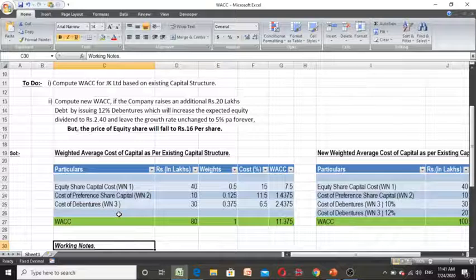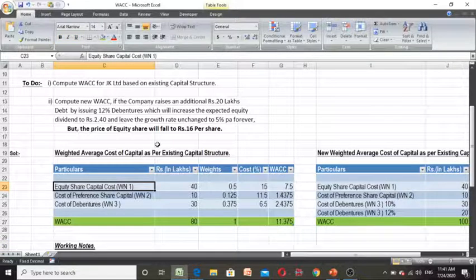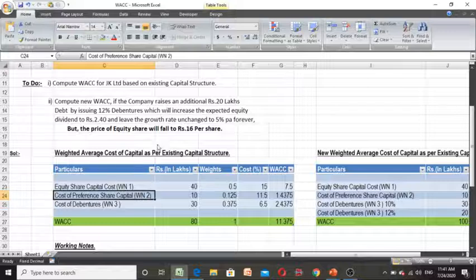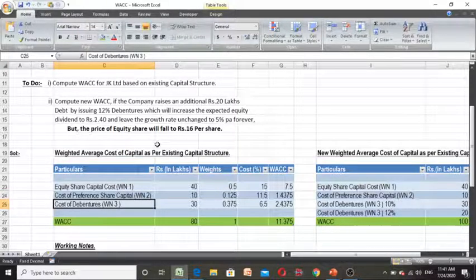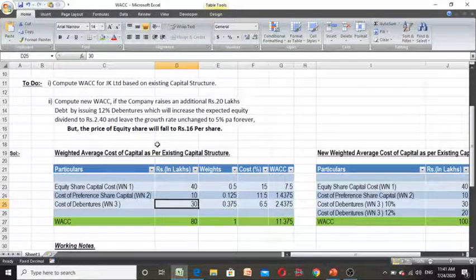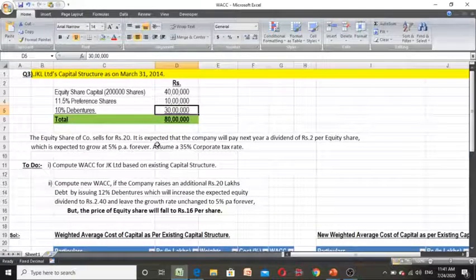structure. Alright, and we have seen that the existing capital structure consists of three components. The first one is the equity share capital. The second one is the cost of preference shares, which means nothing but the preference share capital. And the third one is the cost of debentures, which they have issued 10% debentures as per the question. Alright, and they have already been given the information of the amount.